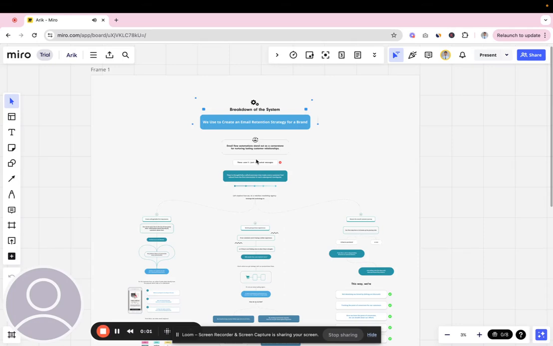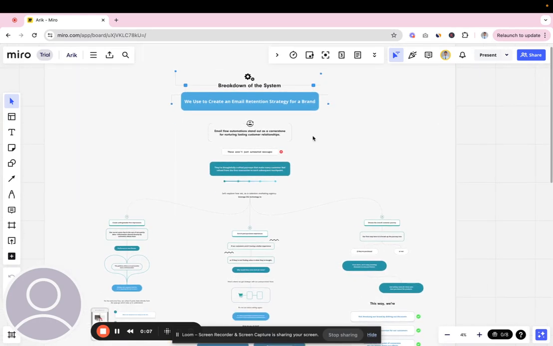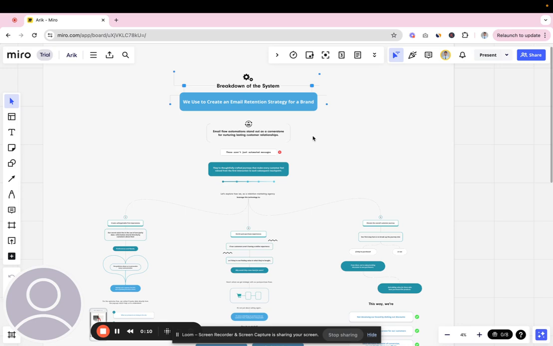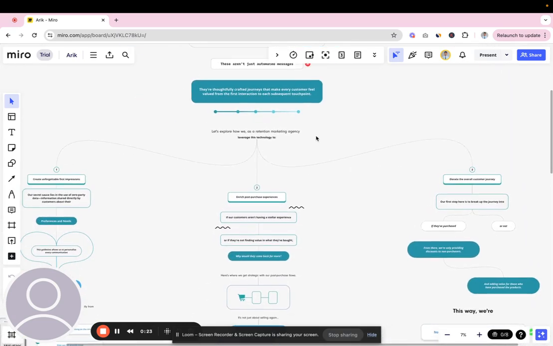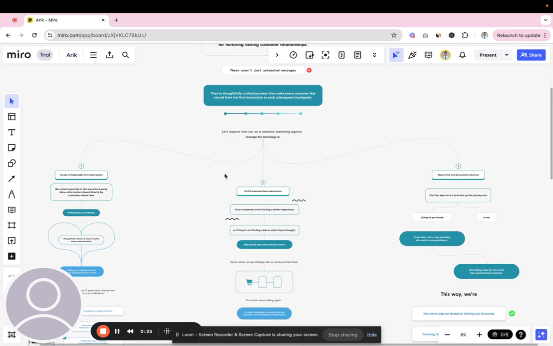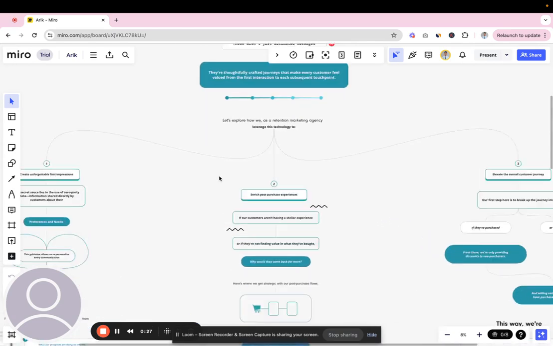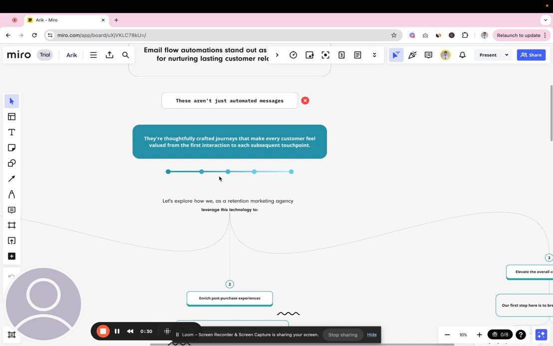All right. So here is a breakdown of the system that we use to create an email marketing strategy for a brand. Keep in mind, these are just three things that I've picked that I feel like it's not as common in the space to be doing, but they make a huge difference. Most of these are incorporated into flows and automated sequences, so they're nurturing each step of the customer buyer's journey.